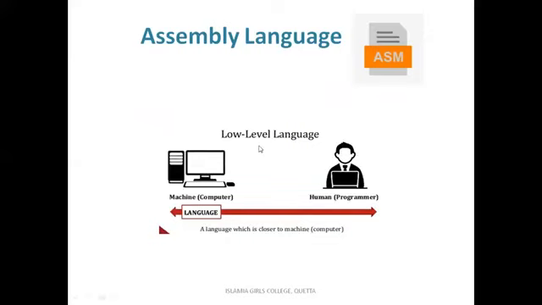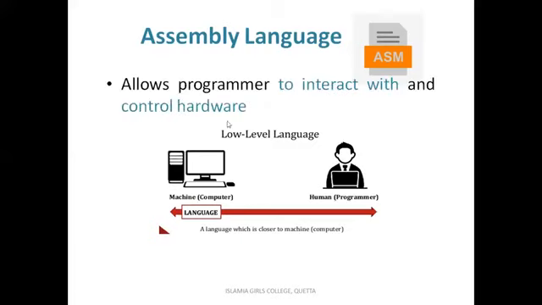Now assembly language is a low-level language, and a low-level language is a language which is closer to the machine. By this we mean that it is very easy for the machine to understand a low-level language as compared to the human or the programmer. Assembly language allows the programmer to interact with and control the hardware. It is also a characteristic of low-level languages. This means that we can write programs in assembly language to control the hardware. For this purpose, assembly language is used.